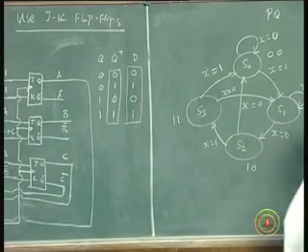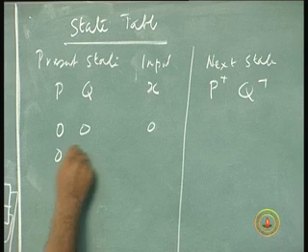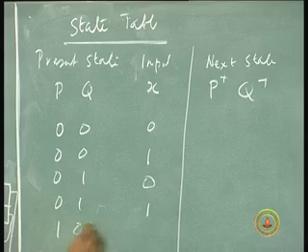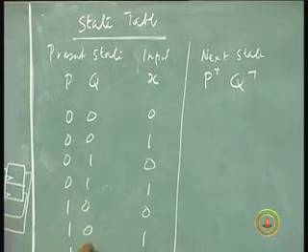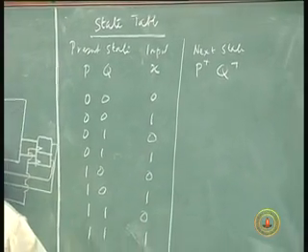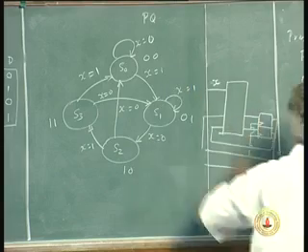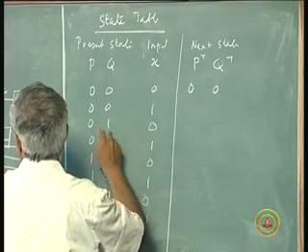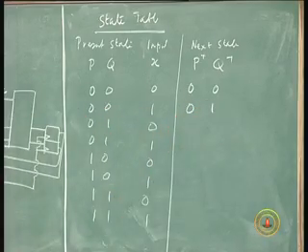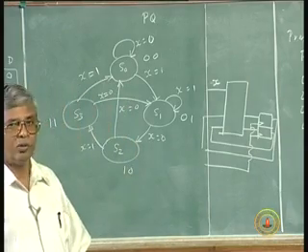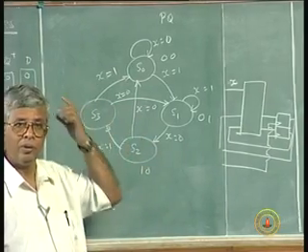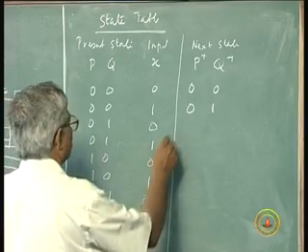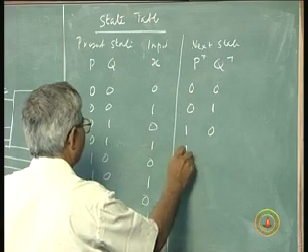So, present state p q 0 0, x is 0, 0 0, x is 1, what happens? 0 1 0, 0 1 1, 1 0 0, 1 0 1, 1 1 0, 1 1 1. So, if present state is 0 0, x is 0, it stays in 0 0. Present state is 0 0, input is 1, it goes to next state 0 1. This is how we write the state table for this with an external input. Next, from 0 1, x is 0, it goes to 1 0, x is 1 and remains in 0 1.